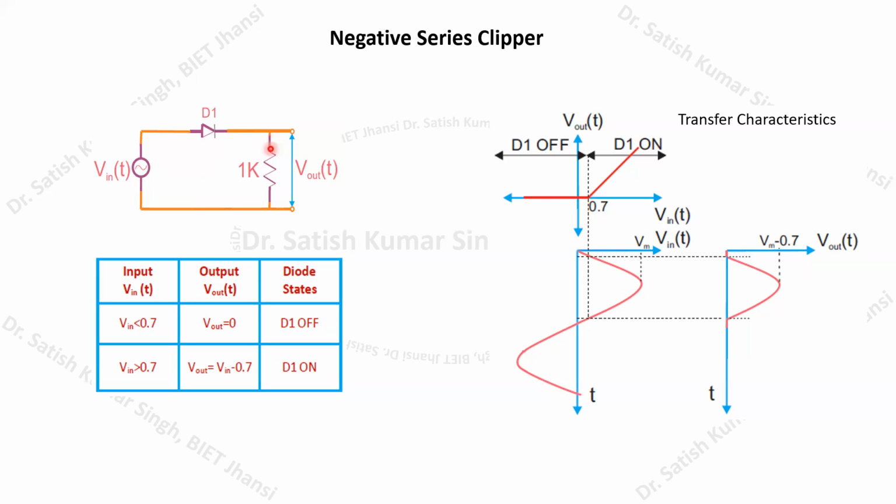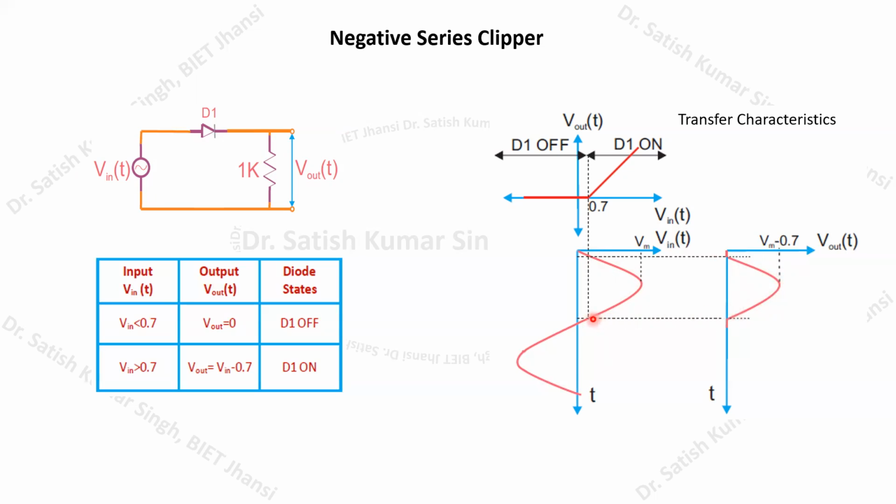Okay, no current flows through this resistor, and therefore the output will remain 0. So here you can see that V output curve. This remains 0. There will be no significant output voltage, and after that, when it goes beyond 0.7 volt and positive, then this portion is going to appear across this resistor. Okay, so this will be the value. This will be the waveform at the output of our clipper circuit.